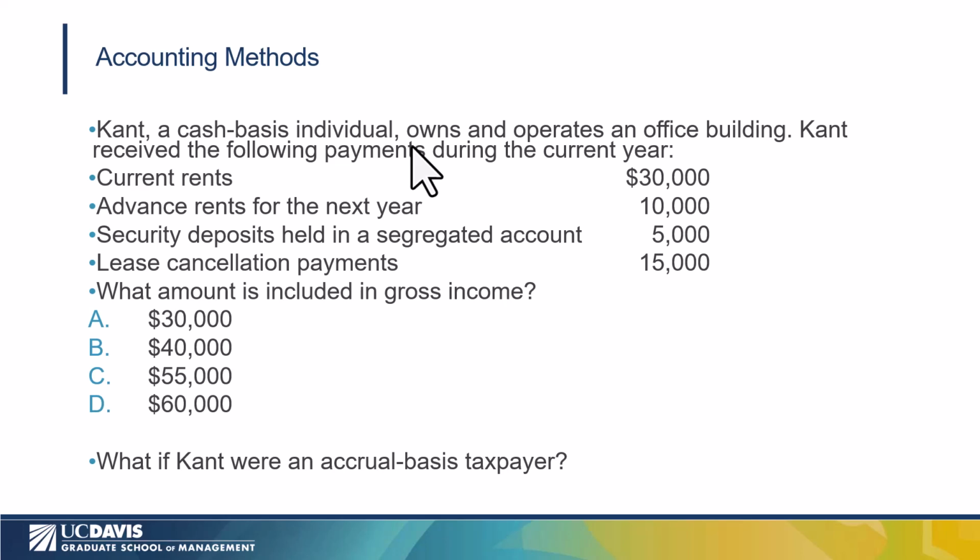Okay, so as a cash basis taxpayer, there's no question that the $30,000 worth of cash you receive for current rents is includable. How about the advance rents? Absolutely, right? As a cash basis taxpayer, it is about constructive receipt. It's got nothing to do with whether he's earned that rent.